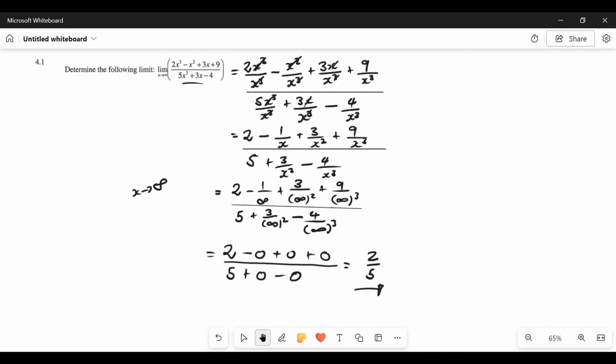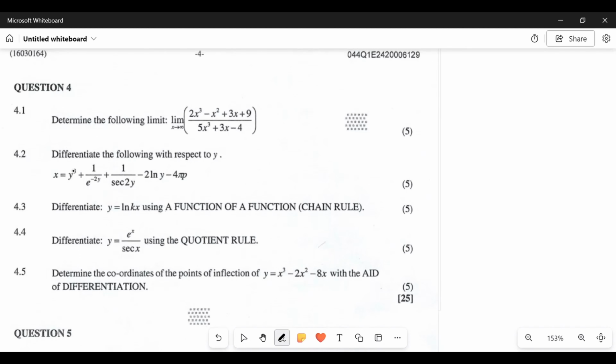All right, guys, we are done with 4.1. How about we do 4.2? All right, guys, now that we're done with 4.1, how about we do 4.2?